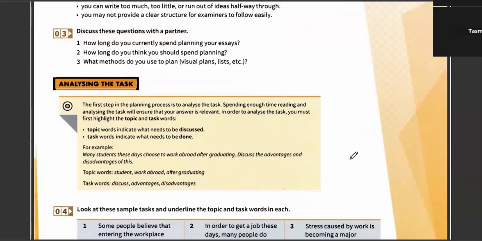So now that we have planned it, we have done planning the essay, we have to analyze the task. The task that has been given to us, the topic that has been given to us, we have to analyze it. Okay, before moving on to this, I would now like to share my experience.